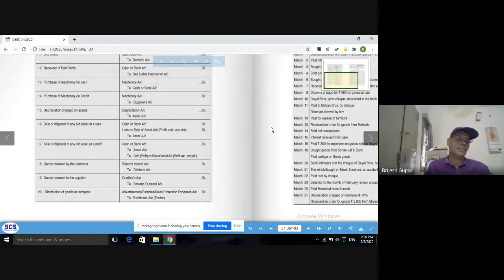Concerned expense means the name of that account. Like salary paid, salary account debit; rent paid, rent account debit; and the second account will be cash account. So rent account debit, salary account debit, all these accounts will be debited and cash account will be credited. Is it clear?